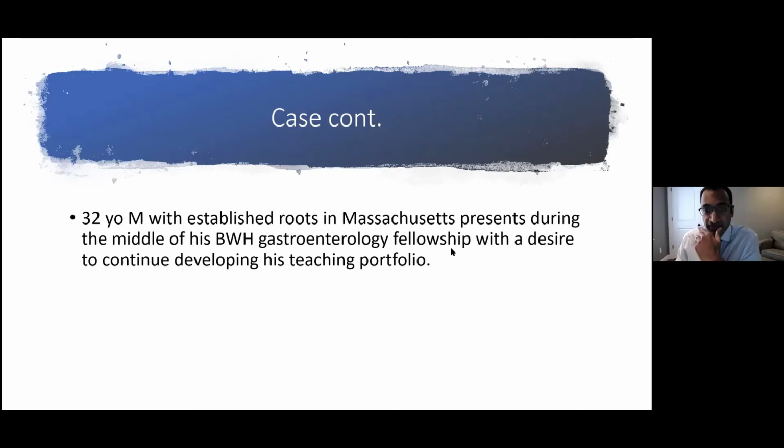That's wonderful. Thank you for those comments. So the case continues, now 32, clearly established in Massachusetts. I'm in the middle of my GI fellowship. And now I have a desire, like, I'm learning my clinical trade. I'm learning how to be a gastroenterologist, but I also want to keep working on my medical education skills.